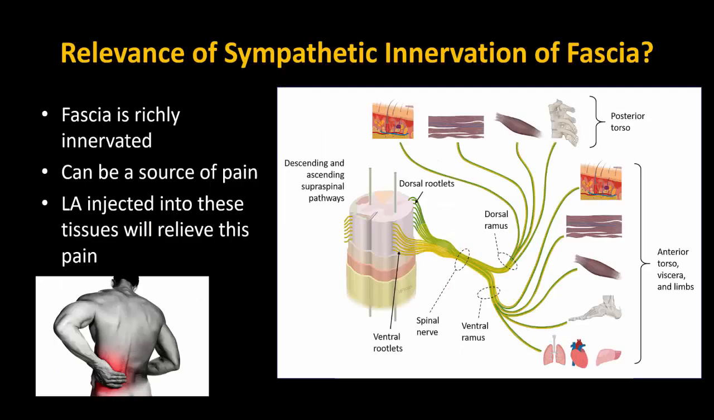Now, a few investigators have talked about the rich sympathetic innervation of fascia, such as the thoracolumbar fascia, and implied that this may play a role in the clinical analgesia of blocks, such as the quadratus lumborum and ESP blocks. I do not dispute the sensory and sympathetic innervation of fascia, and certainly local anesthetic injected in the vicinity of fascia will anesthetize this fascia, and thus relieve pain that originates from these tissues.